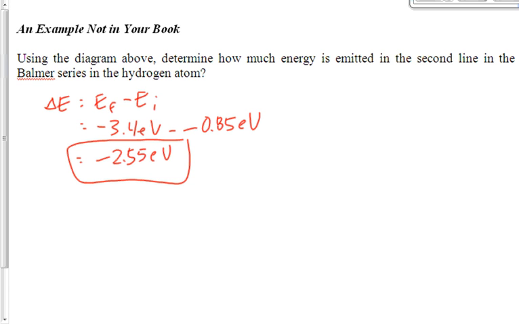So there would be a photon of EMR given off here. That photon would have an energy equal to 2.55 electron volts. It's a negative value because negative means given off. If it was to be absorbed, so electrons jump to a higher level, then we would say that it would be a positive value, positive 2.55.